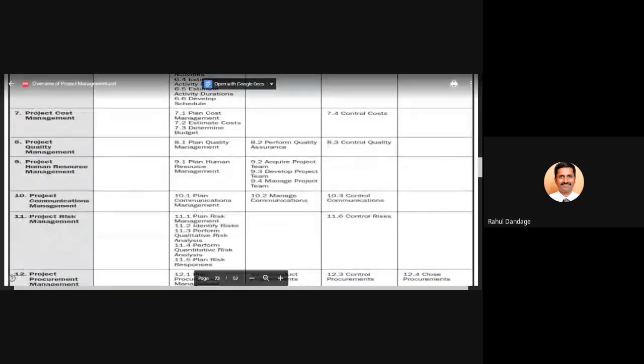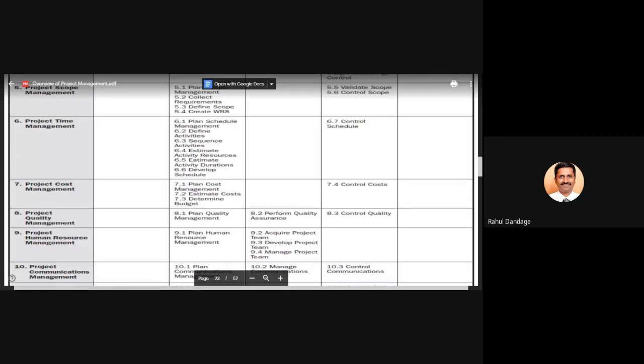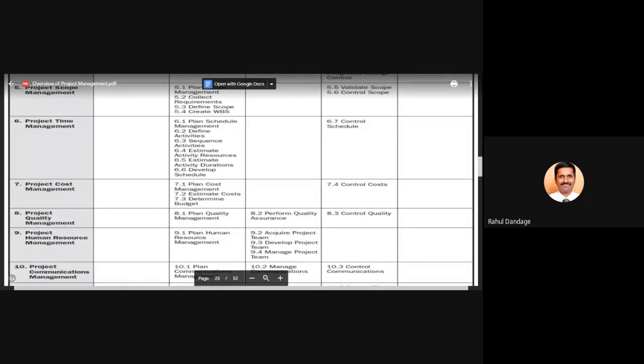Plan human resource management is in the planning process group. Acquiring, developing and managing the project team is in the executing process group. Managing communication is actually in the executing process group. Controlling communication is in the monitoring and control process group.